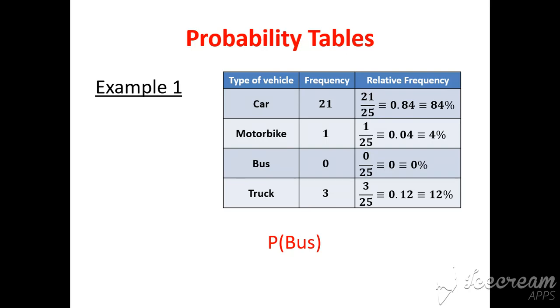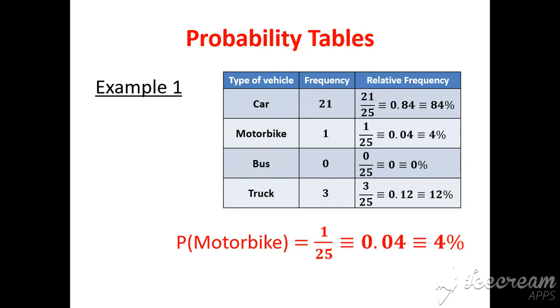All right, what's the probability that a bus passed the school gates in the last 10 minutes? Well, we're just going to say 0 out of 25, which is just 0. What's the probability a motorbike passed the school gates in the last 10 minutes? Well, we can say 1 out of 25, which is just 0.04 or 4%.